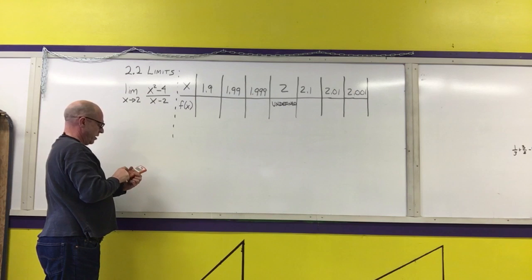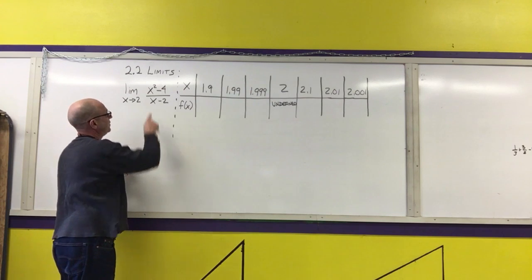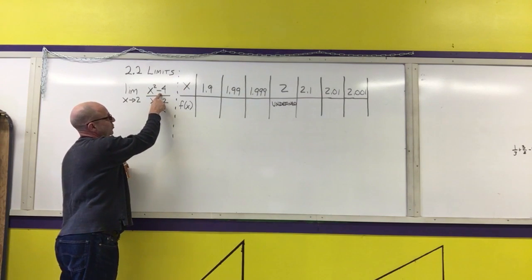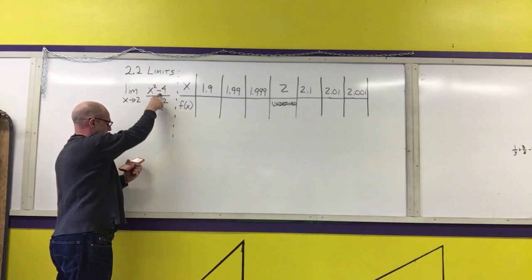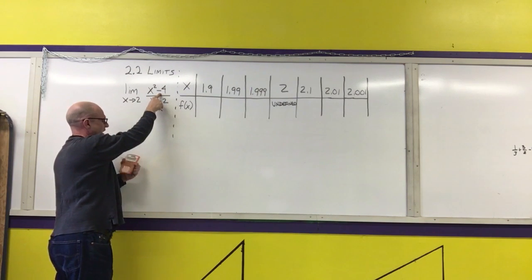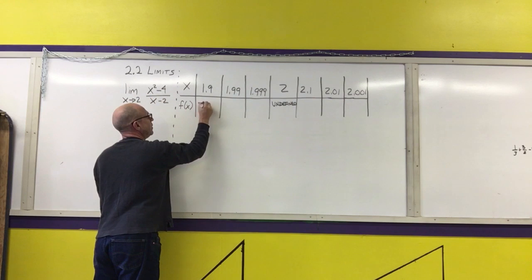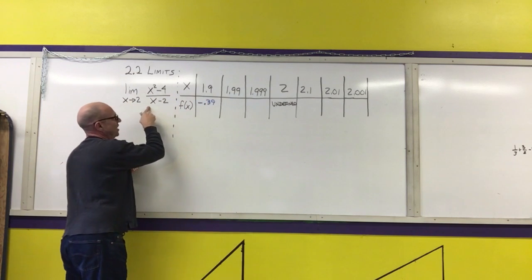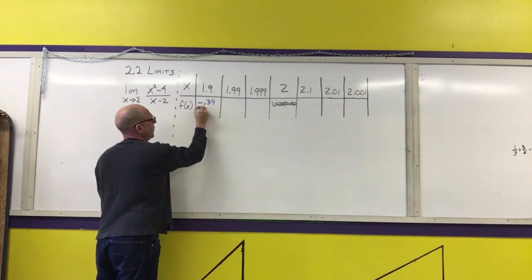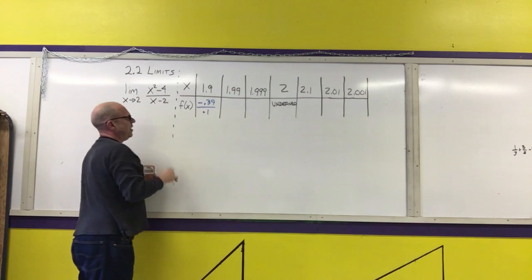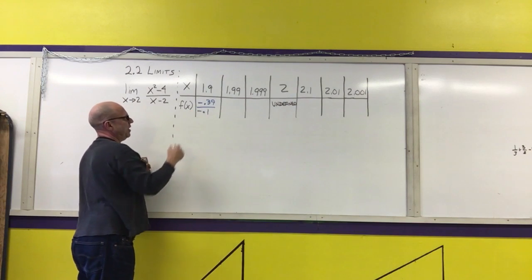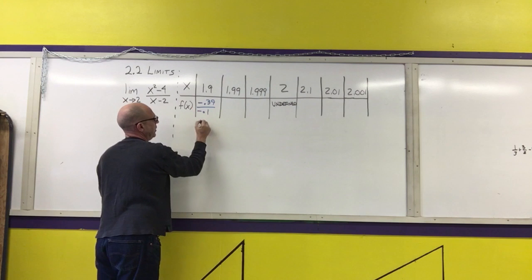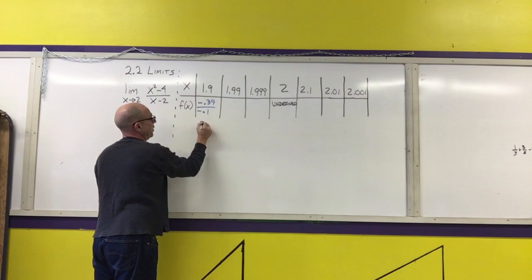I get 1.9 squared, which is 3.61. 3.61 minus 4 is negative 0.39. And 1.9 minus 2 is minus 0.1. And negative 0.39 divided by negative 0.1 is 3.9.